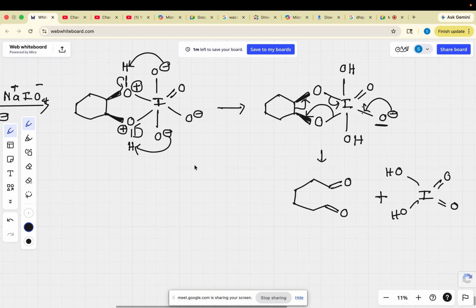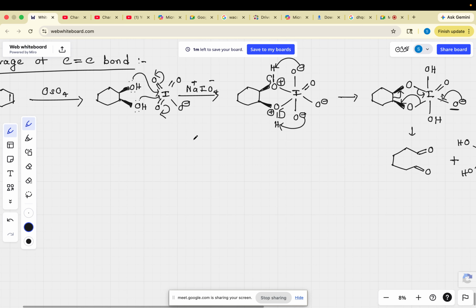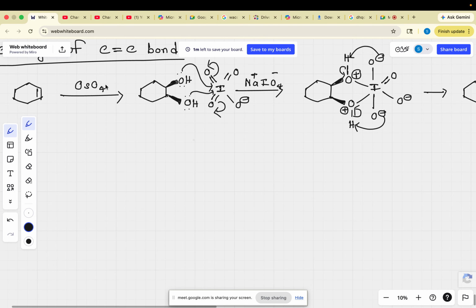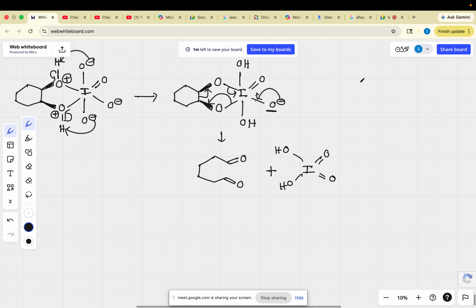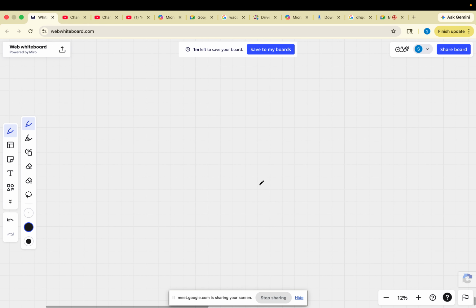So basically you will get it like this. Initially you are getting a diol. If you have osmium tetroxide, you will stop here, but if they are giving you sodium iodate, then you have to break the single bond in between the two OH, and you have to make the corresponding aldehyde. Aldehyde or ketone, whatever you are getting, you have to do this.